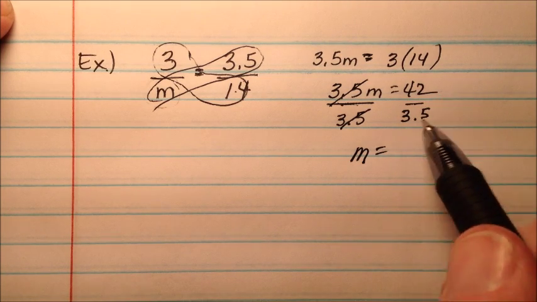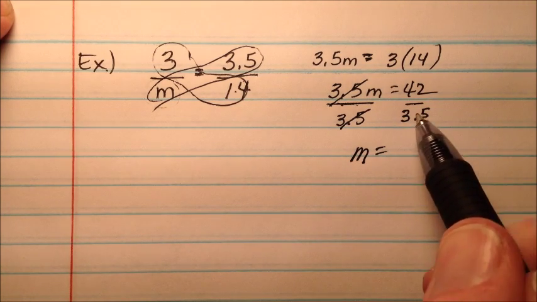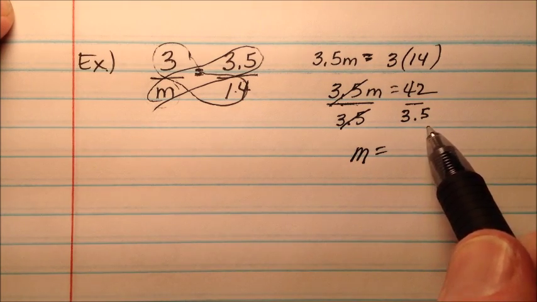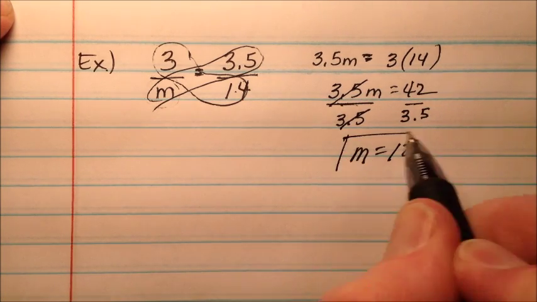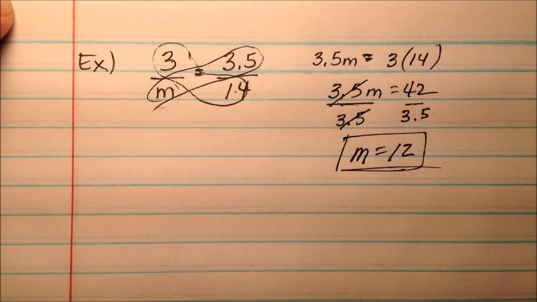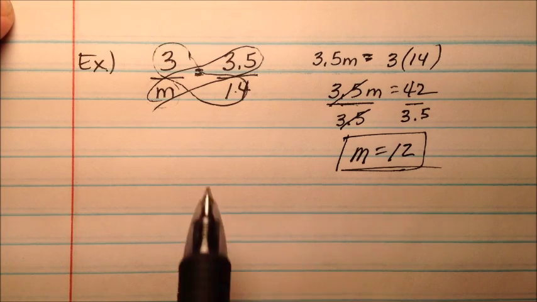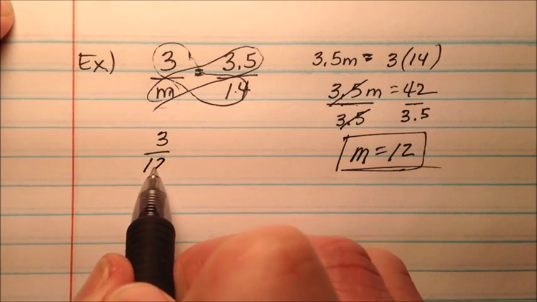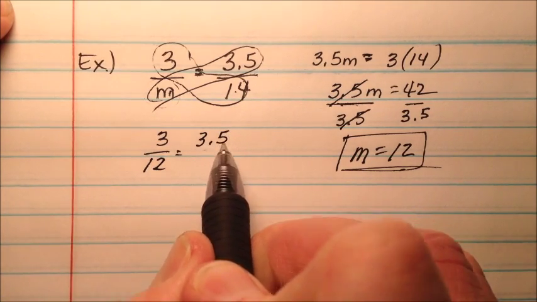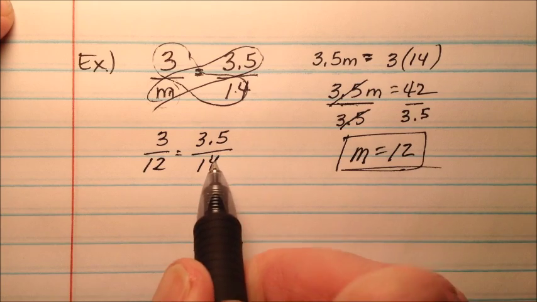When I do that, you can use a calculator. You could also multiply the top and bottom by 10 and get 420 over 35. There are several ways you could do this, but no matter how you do it, you're going to get m equals 12 for your answer. So what we're saying here is if we plug in 12, we have 3 over 12 equals 3.5 over 14.